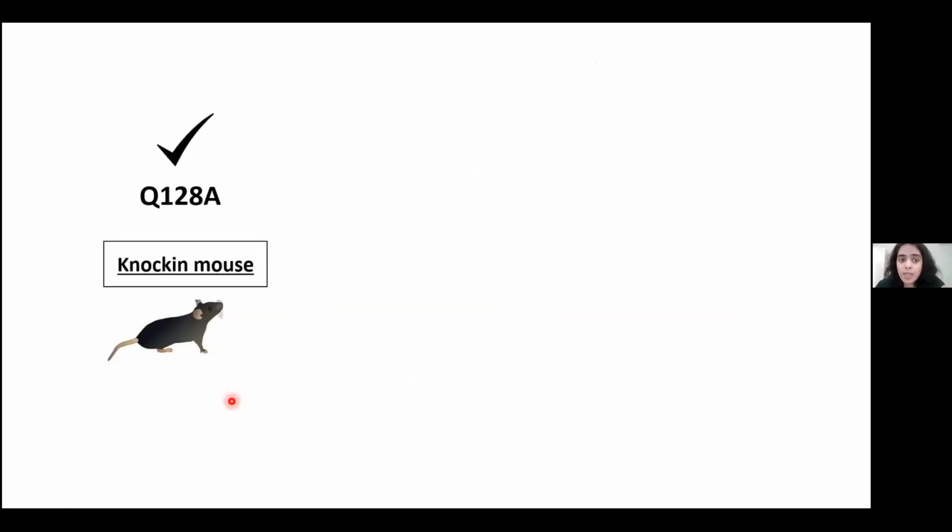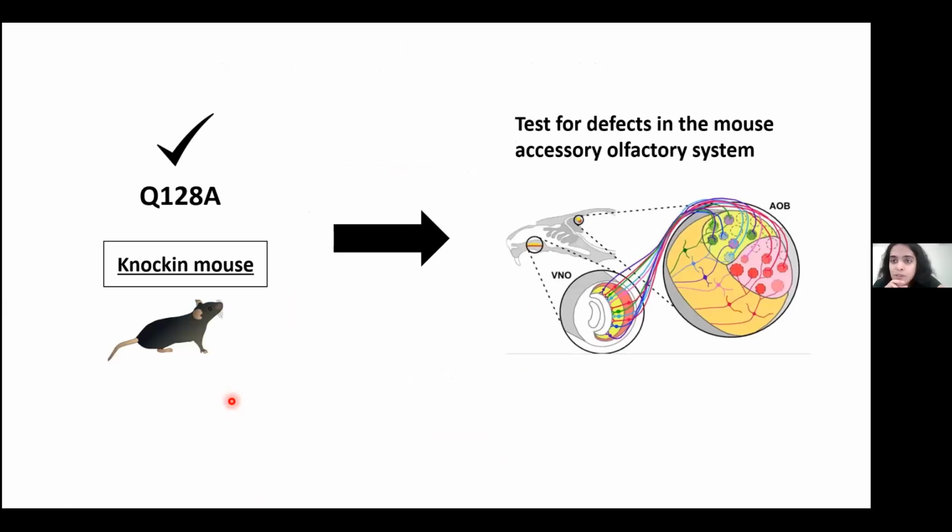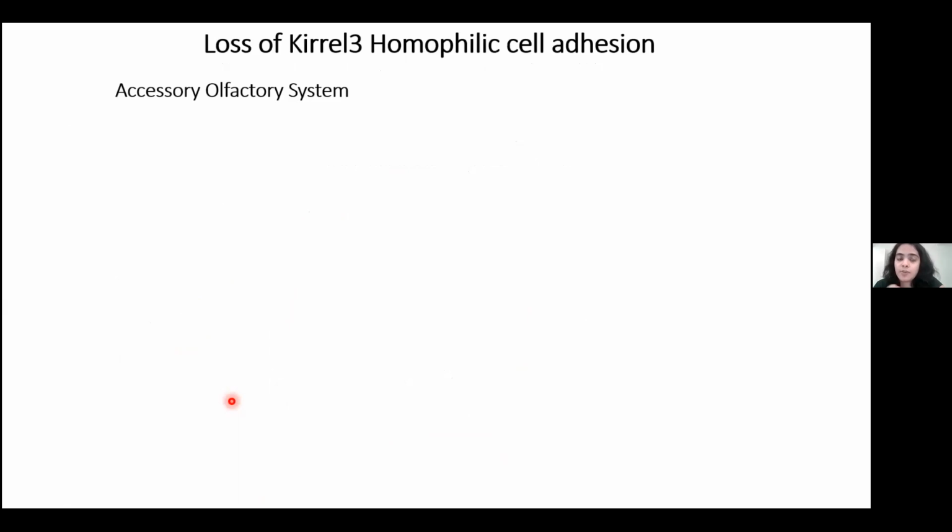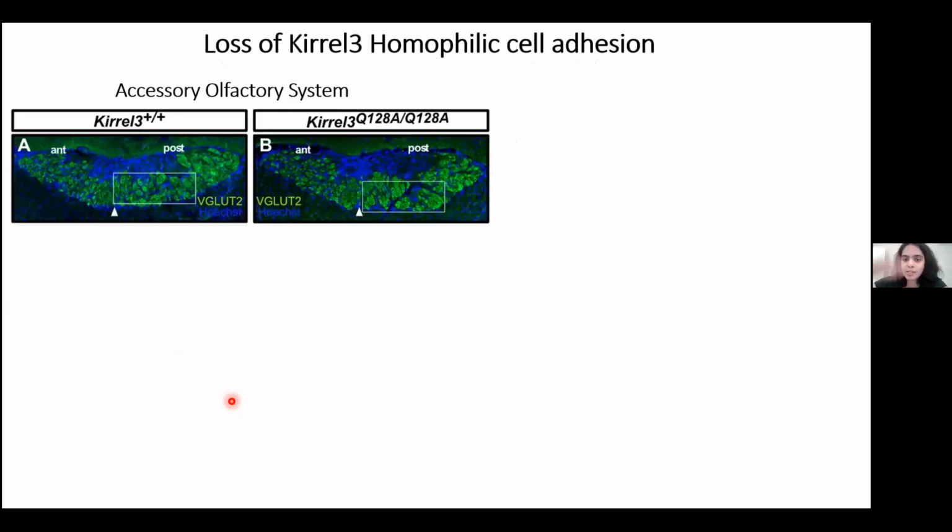So now we have a validated knock-in mouse strain, but what are the defects observed? Are there any defects in the accessory olfactory system? What does it mean in terms of axon targeting? So for that, we went back to the accessory olfactory system, took sagittal sections of the brain and did an IHC for VGLUT2, which is a marker for these axons.